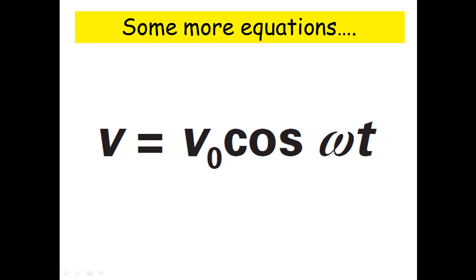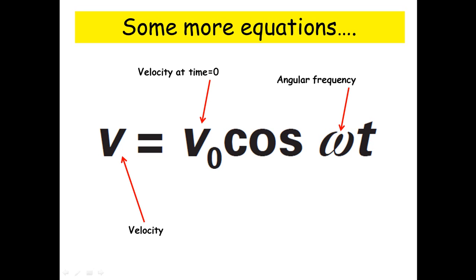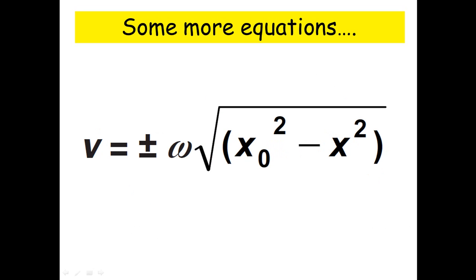Okay, here are some more equations that you're going to need to learn. So v equals v0 cos omega t. v stands for velocity at a given time. v0 is the velocity at time equals 0. We've got cos, we've got the angular frequency omega, and we've got t, time in seconds.